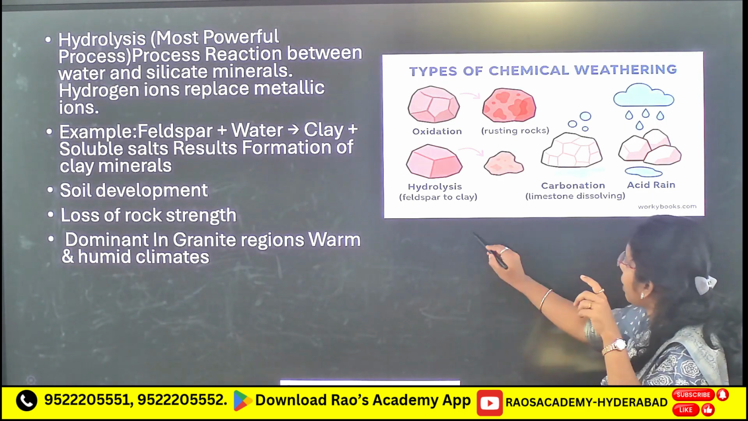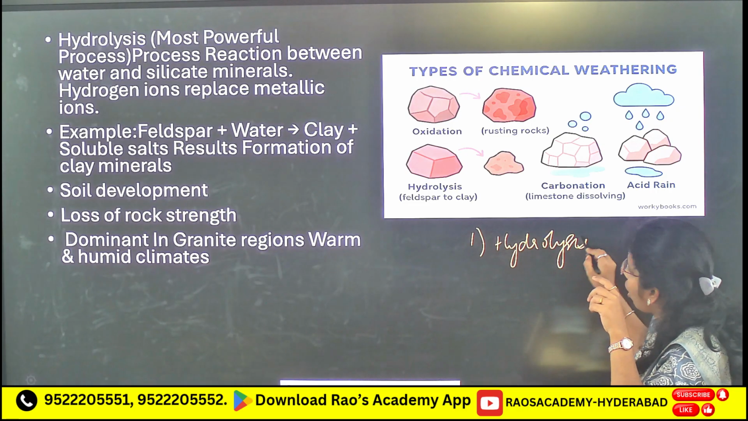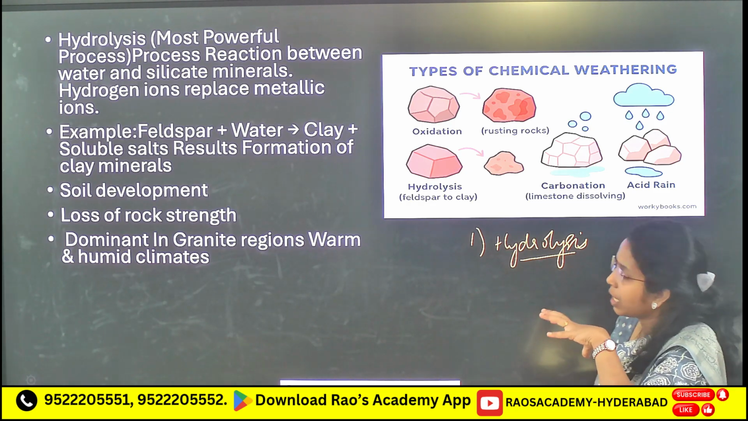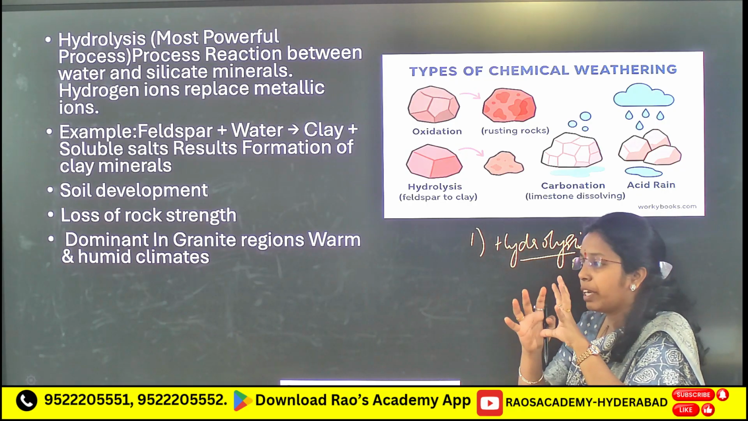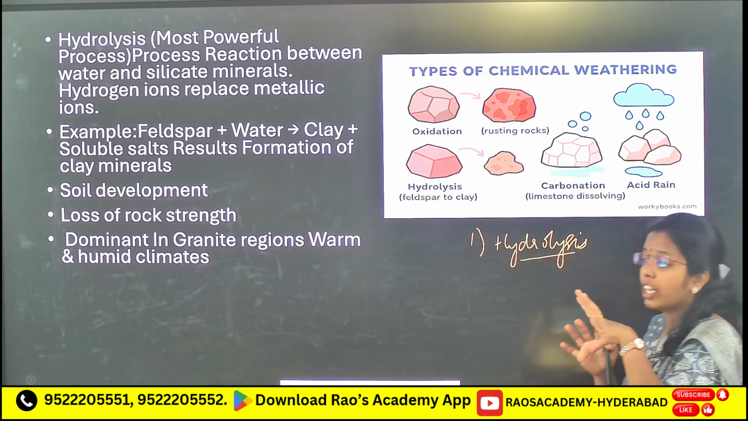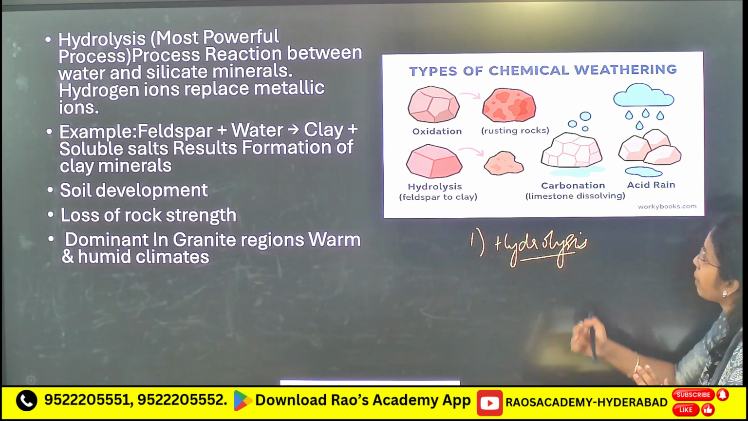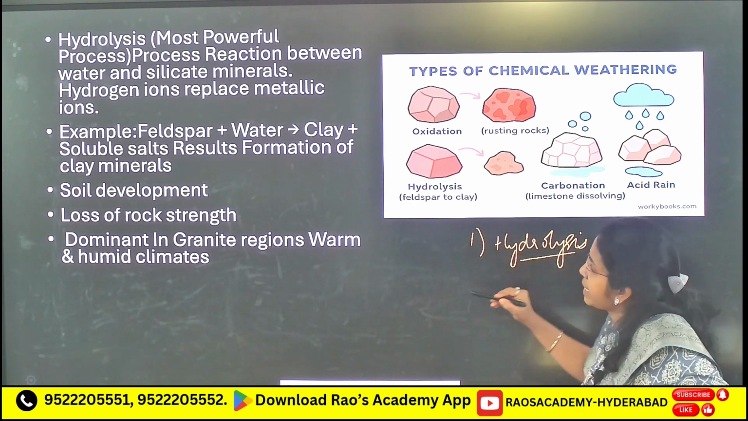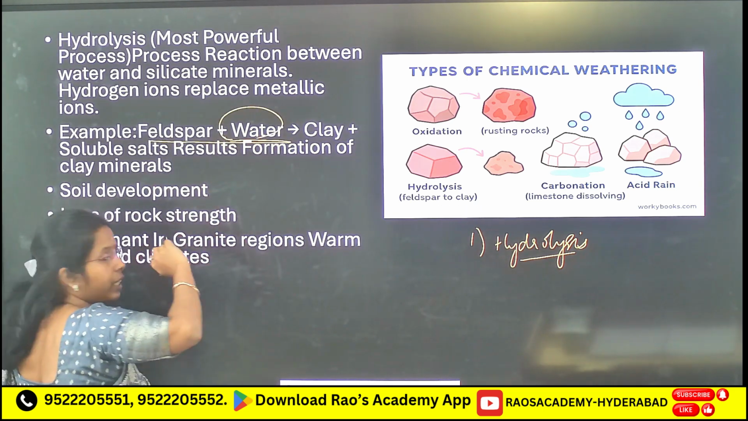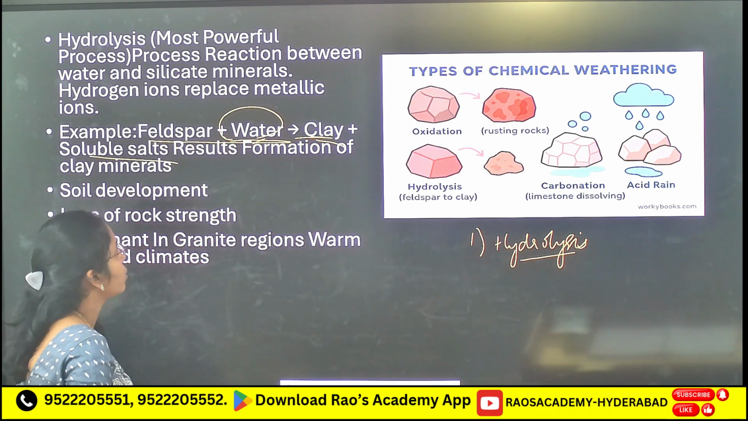First type of chemical weathering: hydrolysis. Hydrolysis is the most powerful process. What happens here? Reaction between water and silicate minerals. Here hydrogen ions replace metallic ions. For example, feldspar, when it reacts with water, you will see clay formation plus soluble salts.